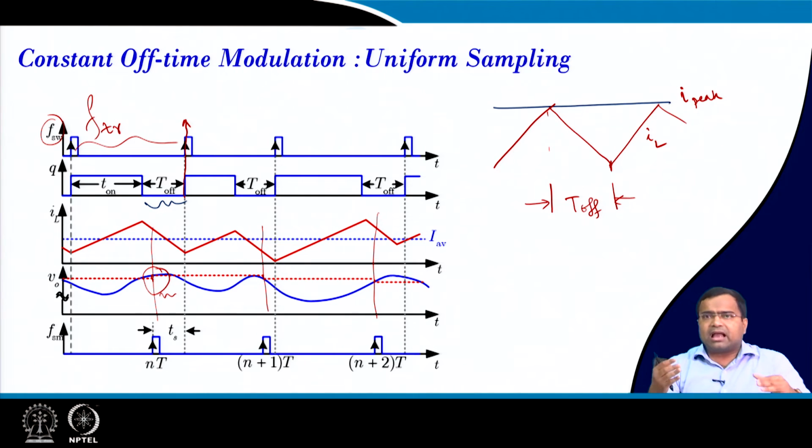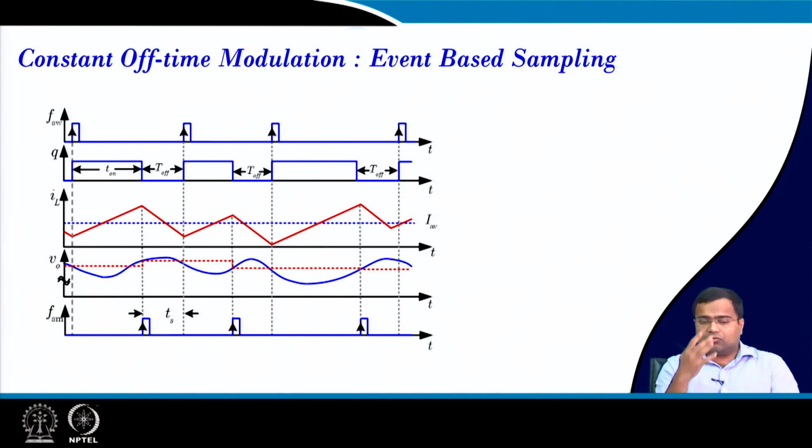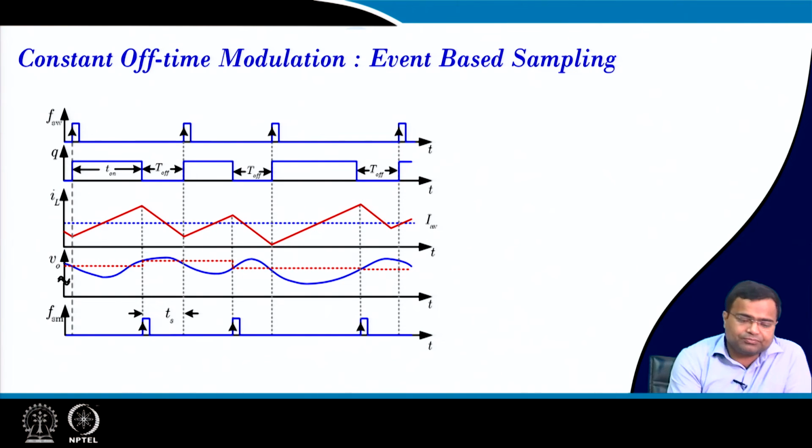One way is to have a very high sampling rate so that you can effectively reduce the mismatch, and many commercial products use that. They use oversampling for constant on time or off time, but you are essentially increasing the sampling rate, which means your computational rate is also increasing, so your power consumption will increase. There is a way to avoid this, called event based sampling. Instead of using a fixed frequency clock, you can detect an event.